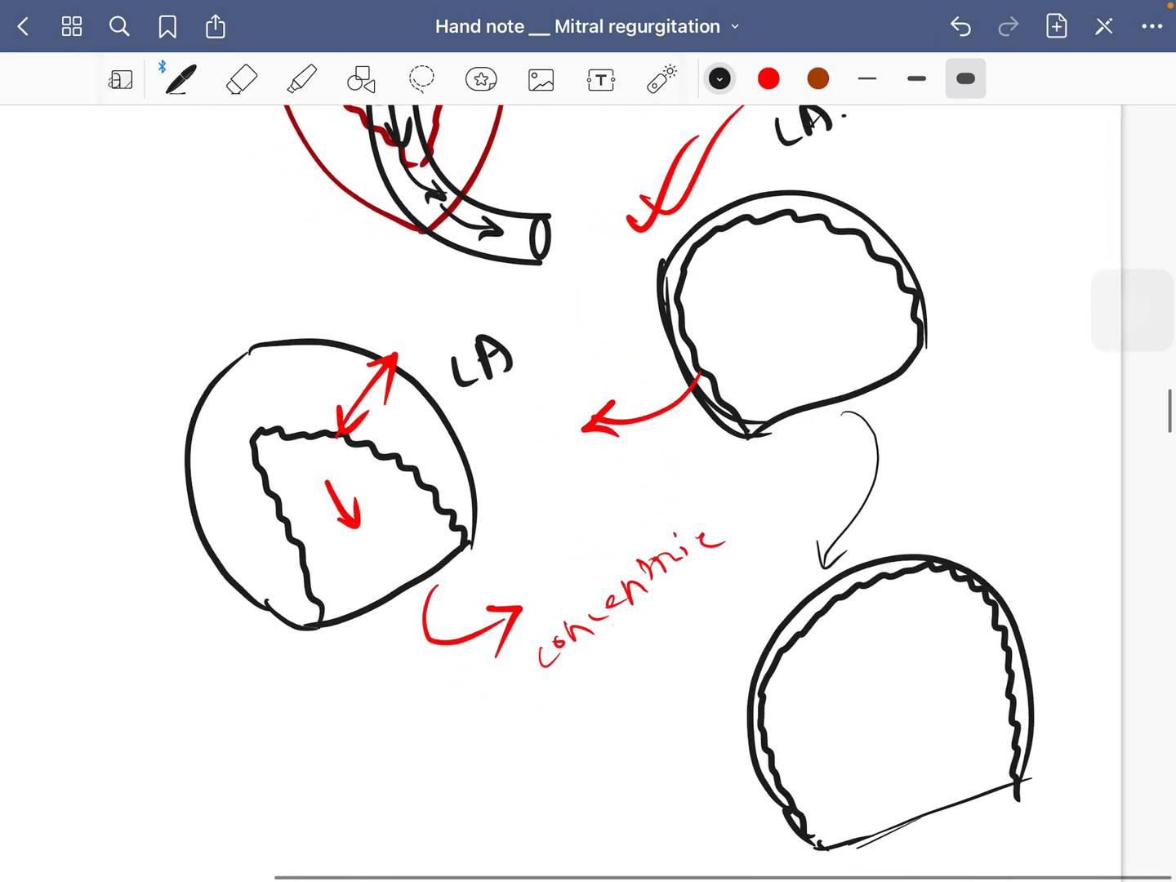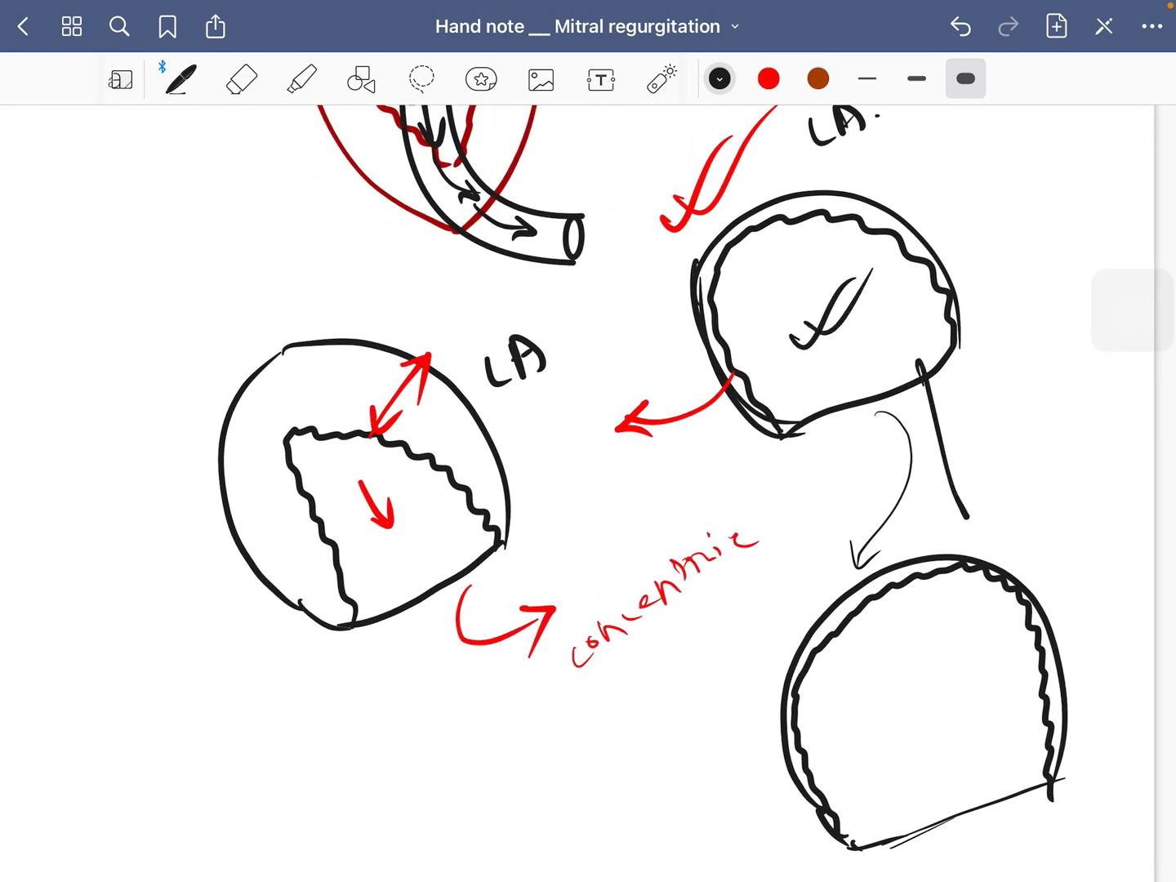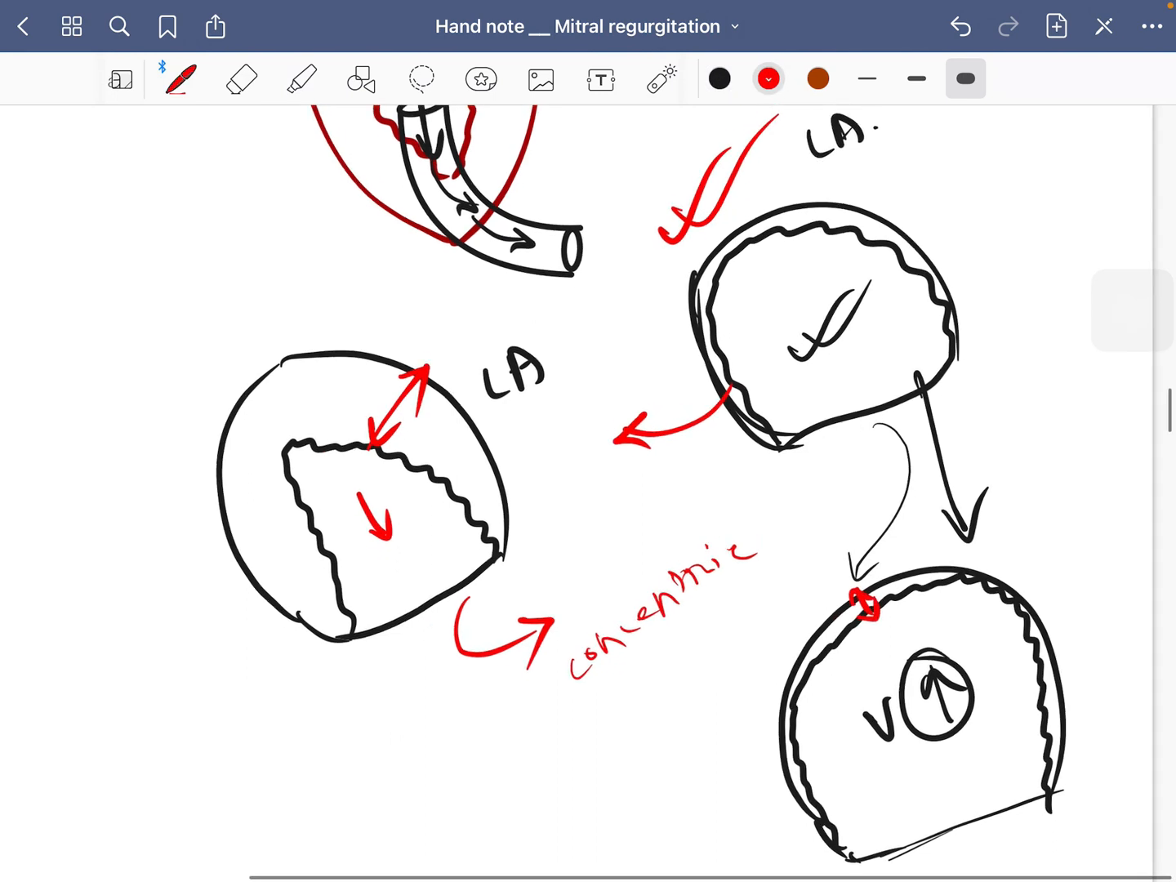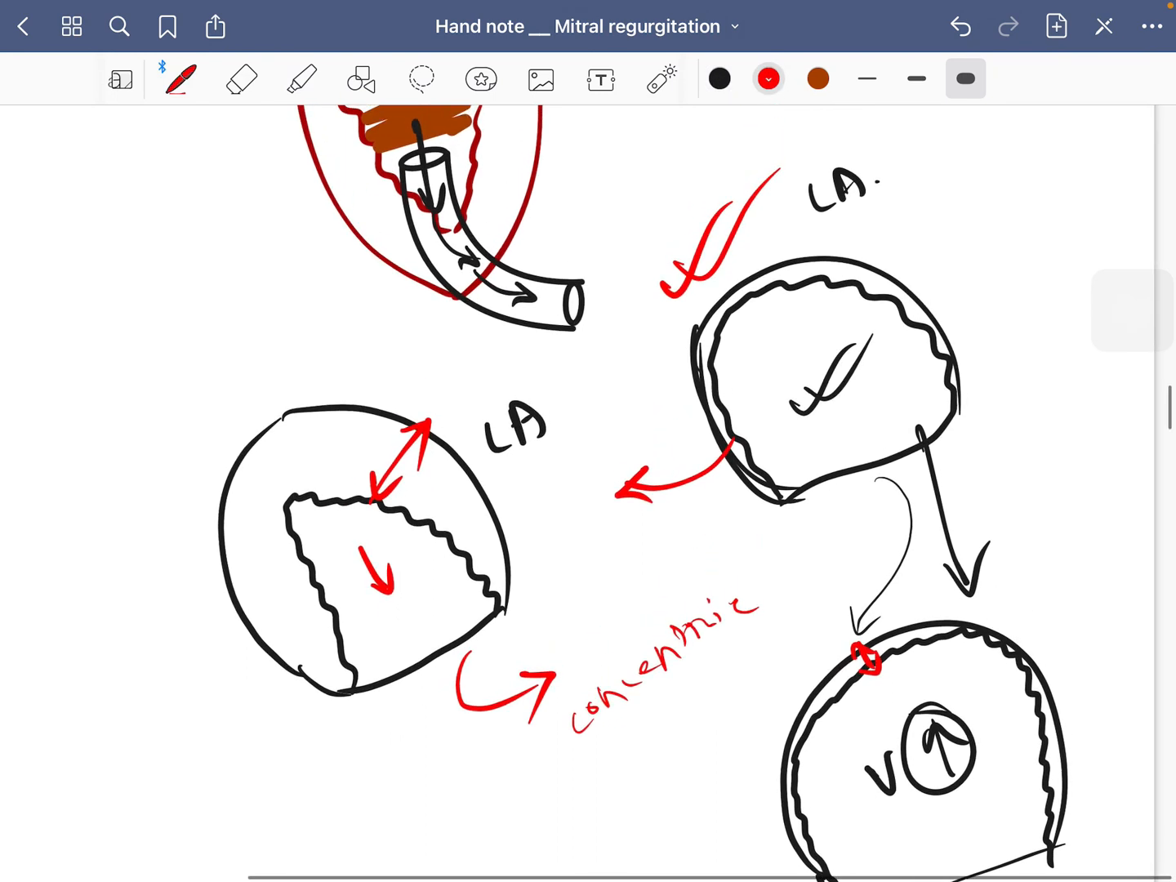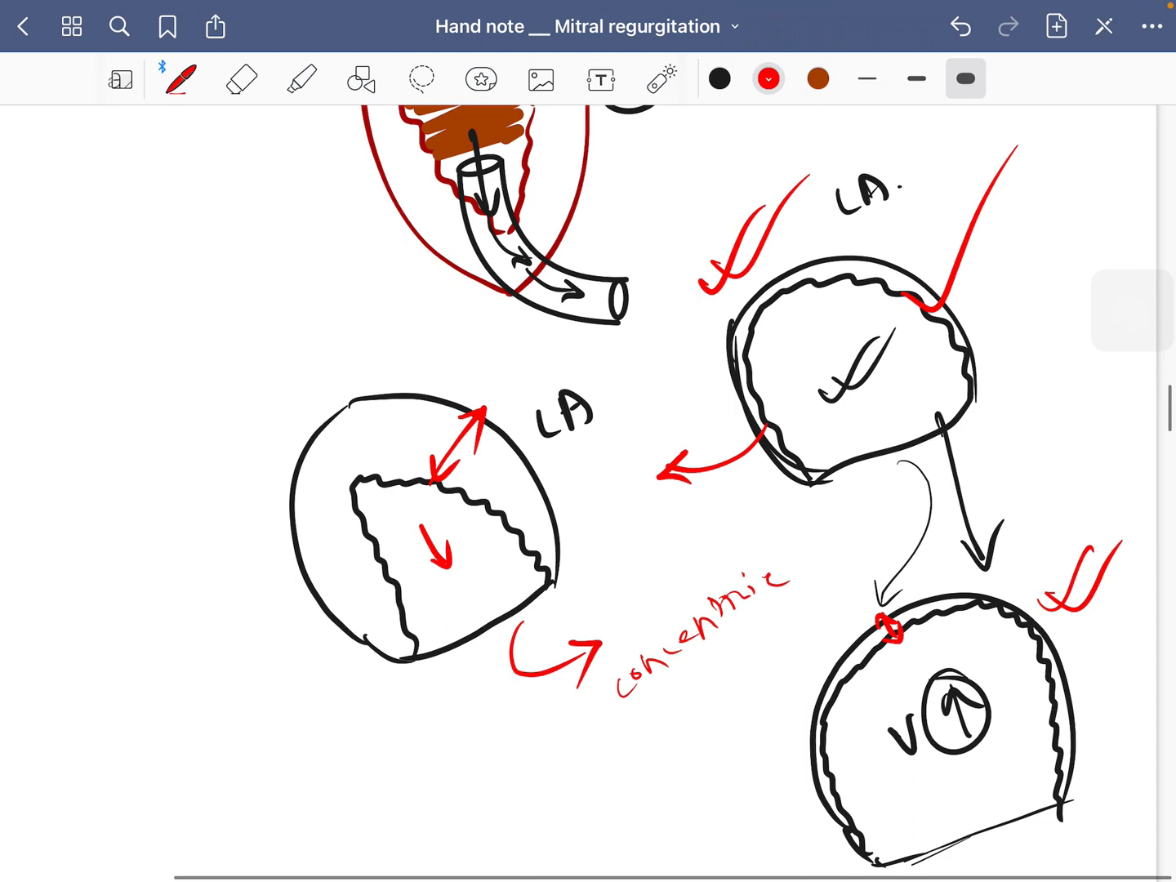What can you see there? In relation to this picture, here you can see the volume is increased because the cavity is now more enlarged, but the wall thickness has also decreased. That means this wall is thinner in relation to this picture. So in case of eccentric hypertrophy, the volume will increase but the wall thickness will decrease.